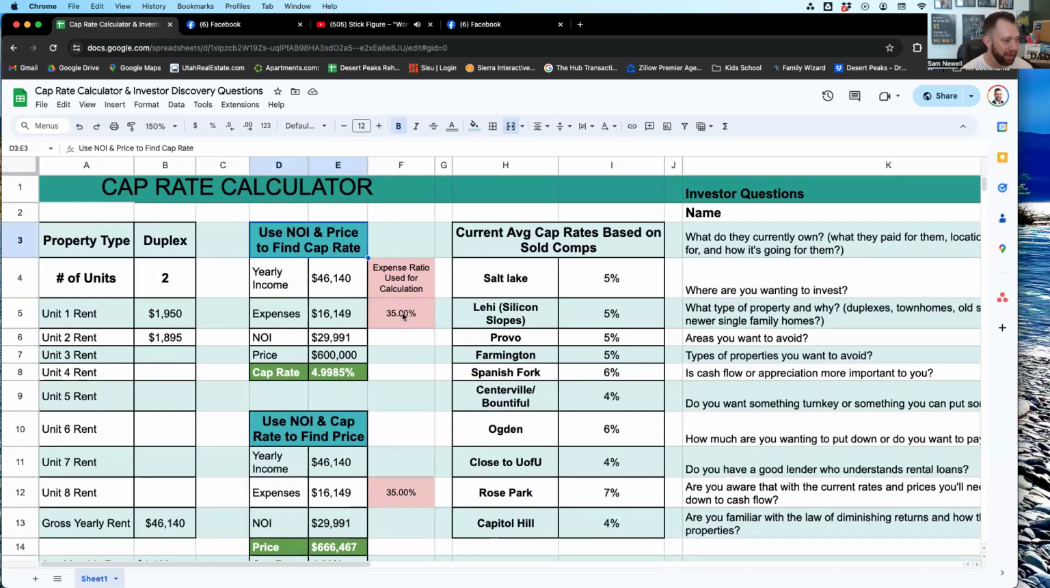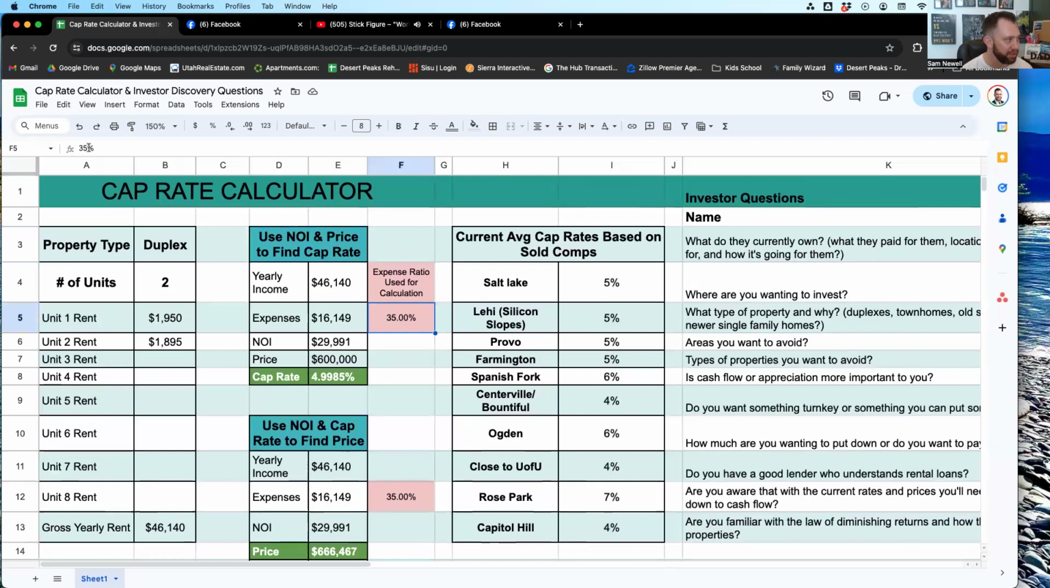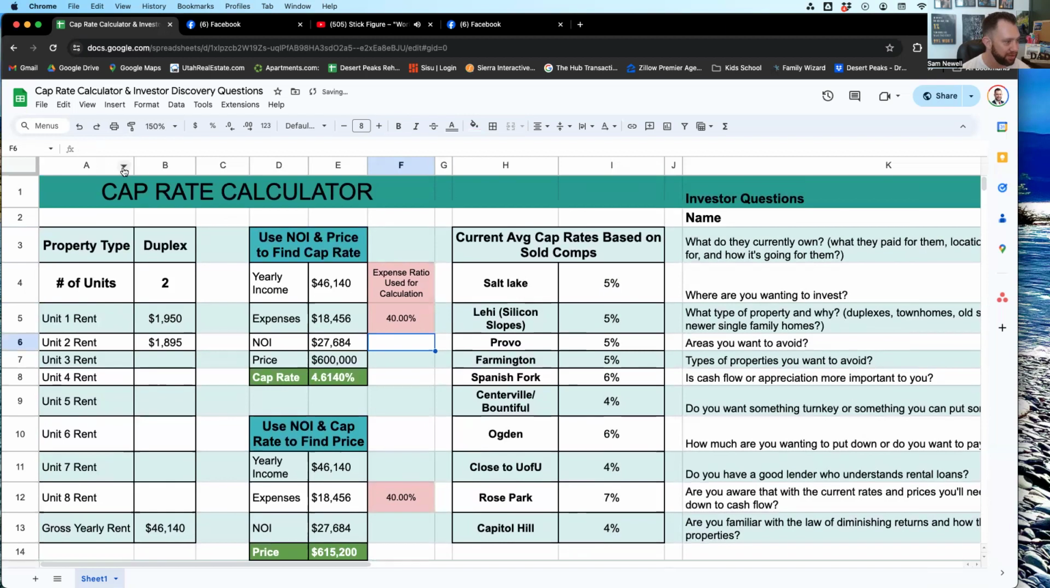Now, the assumption I have here is 35% expenses. You can change this to 30, and change this to 40. If you have a little bit more information and you know it's an older property, has a ton of repairs constantly, maybe you use a different ratio, or maybe you get really close and you find out the trailing 12 month, and then maybe the last few years of expenses and income.